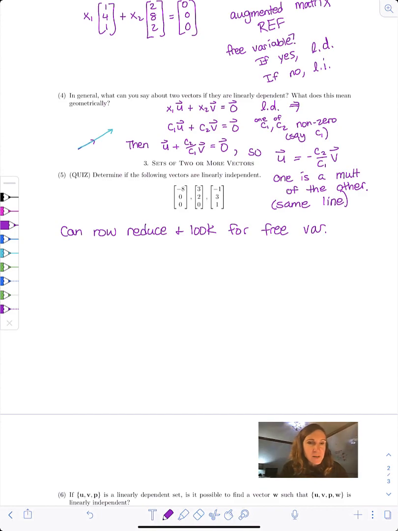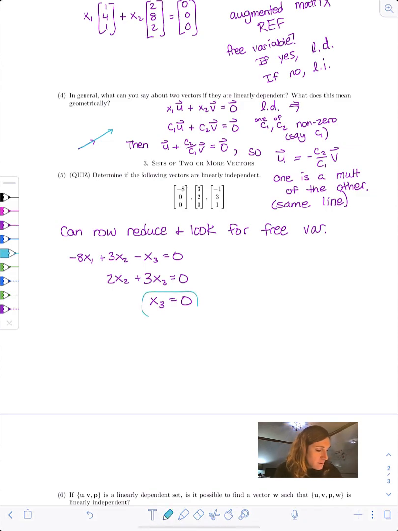But sometimes there's shortcuts. And one thing you can notice here, if you think of these as a system of equations, you have negative 8x1 plus 3x2 minus x3 equals 0. And then that next line says 2x2 plus 3x3 equals 0. And the last line says x3 equals 0. So you notice right off the bat that x3 equals 0, and see if you can go back through and figure anything else out about x2 and x1 based on that, and that will help you with your quiz.